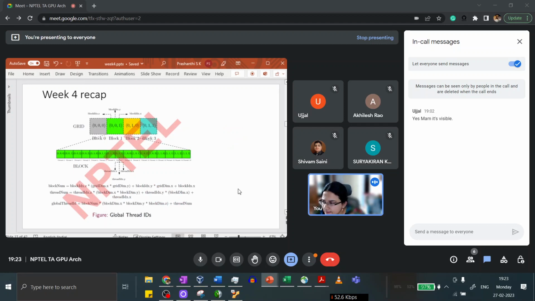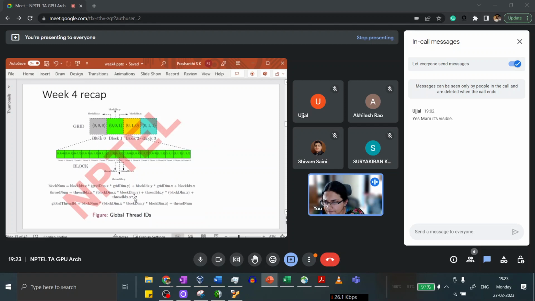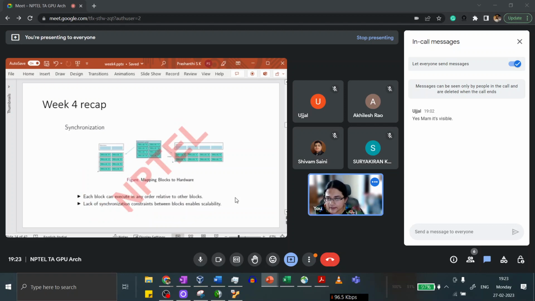This is another example where you're also given how to calculate the block number, how to calculate the thread number, how to calculate the global thread ID. And we'll look at this through some questions in today's problem solving. So let's move on for now.